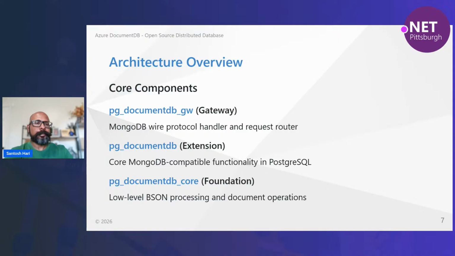So, diving further into the architecture. These are the three different layers, the core components that it uses. The first one is the gateway layer, which is the PGHDOTNET gateway. It is the entry point for all MongoDB clients. Basically, it handles the Mongo wire protocol. It manages things like connection pooling, load balancing, and so on.